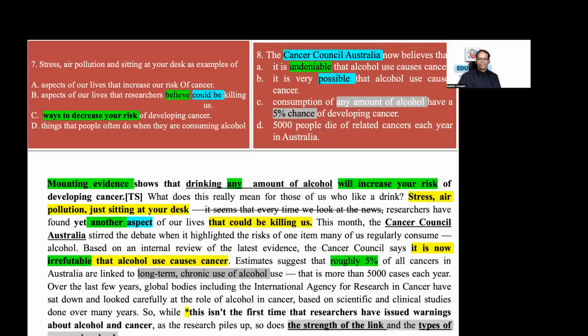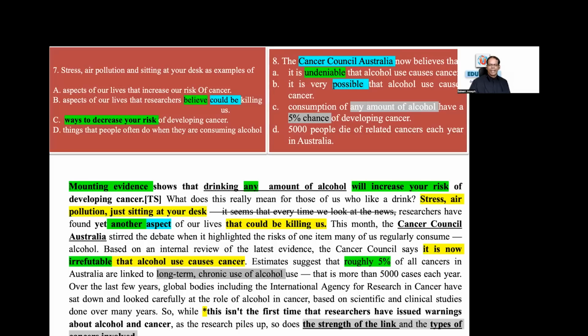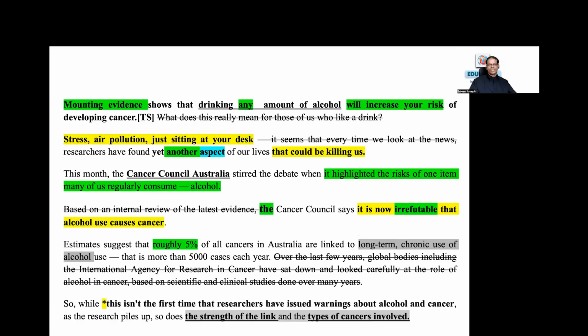It is like, how can I show you? It is like 2 triangles connected to each other, because you have the topic sentence here, then you have the paraphrasing of the topic sentence again here. See, this isn't the first time that researchers have issued warnings about alcohol and cancer as the research piles up. So does the strength of the link and the types of cancers involved. The strength of the link of alcohol and cancer and types of cancers involved. So same thing, mounting evidence, the topic sentence is being repeated here. That's the beauty of it.